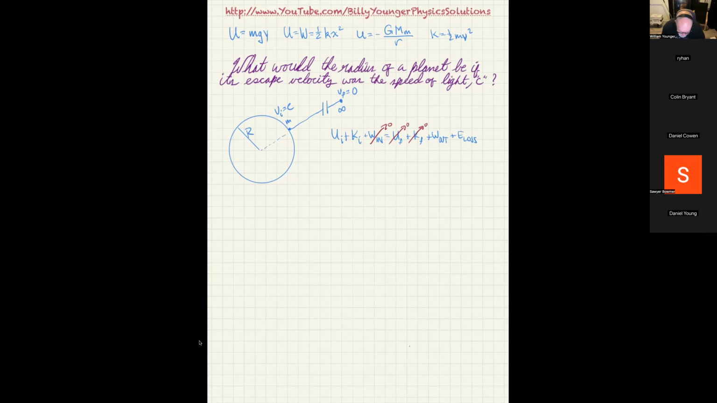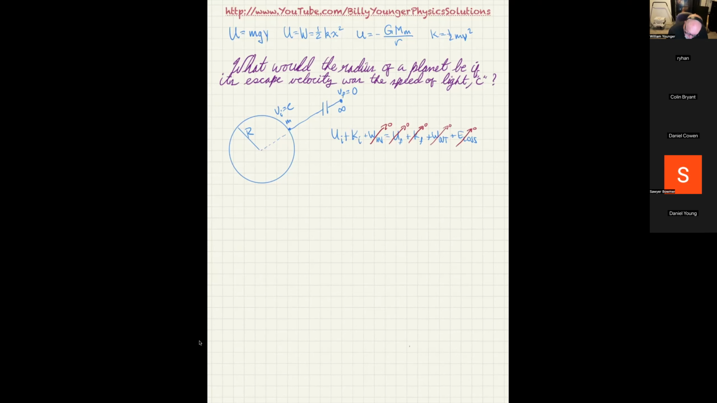In addition to that, we also have the work out. We're not actually compressing any springs. We're not doing any work against anything. So that's going to be zero. And we're ignoring any energy losses. So that's going to be zero.